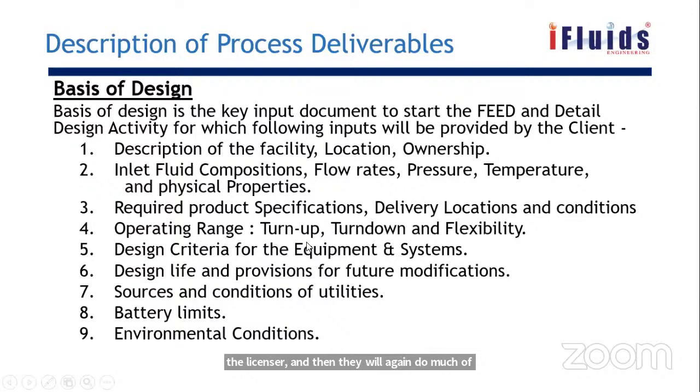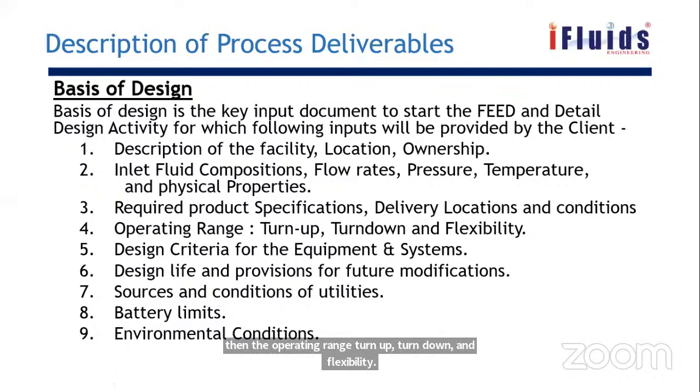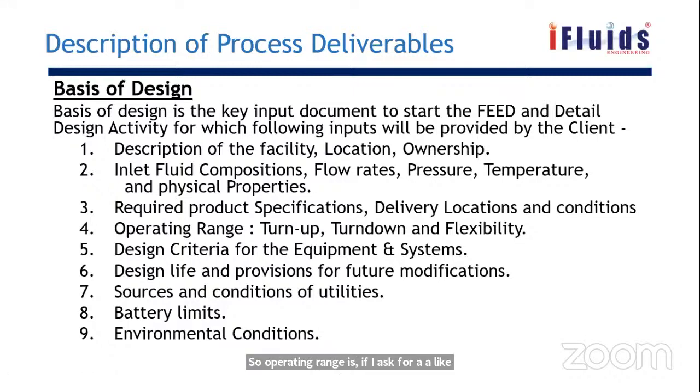And then the operating range, turn up, turn down, and flexibility. So operating range is, if I ask for a production capacity of 10,000 meter cube per hour for a unit, the design will be maybe 10%, 20% margin extra. So this will be provided by the client in the design basis.